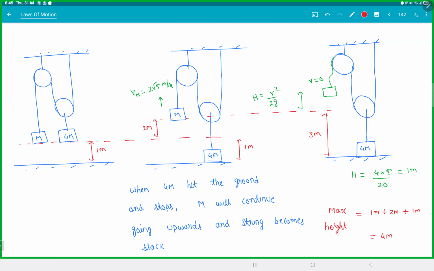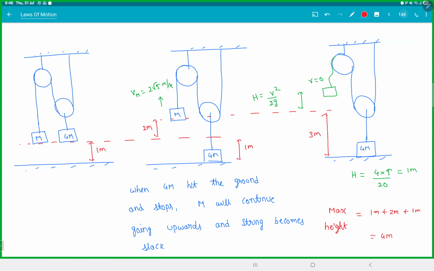Right, Srihari. Right, Utsa. Now you guys got it. Any doubts on this? Arya, Ishman, got the mistake? It doesn't stop. That was a catch there. So when 4M hits the ground, 4M will stop, while M will continue to go up. Any doubts on this?